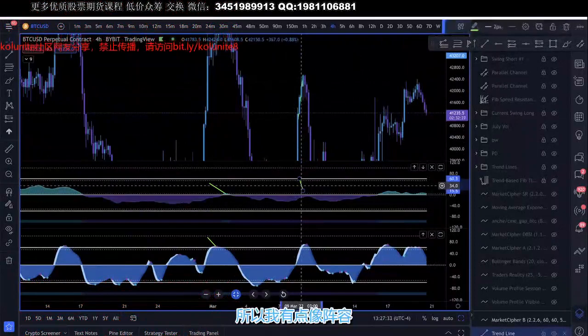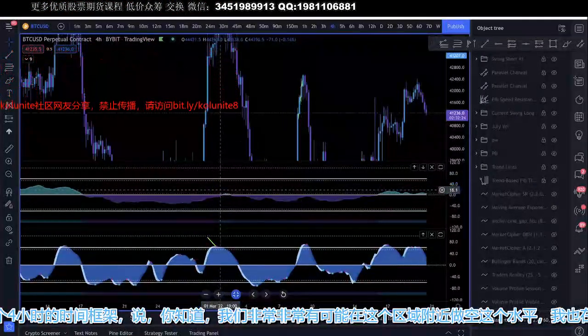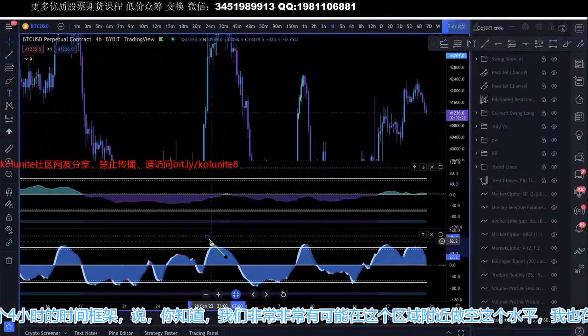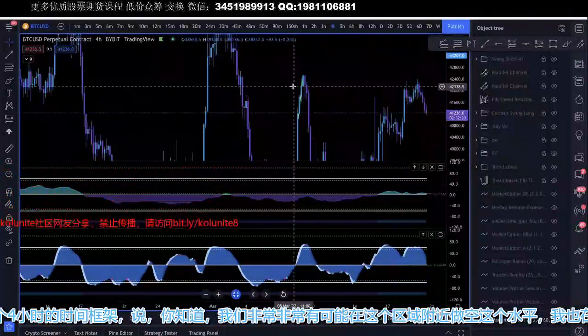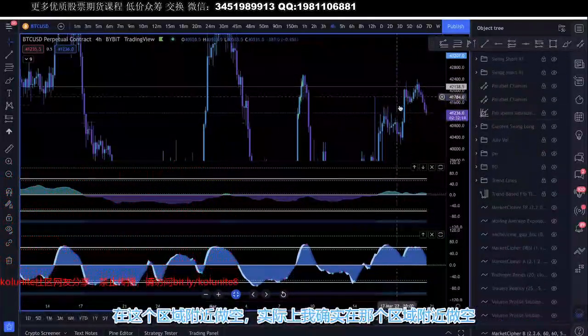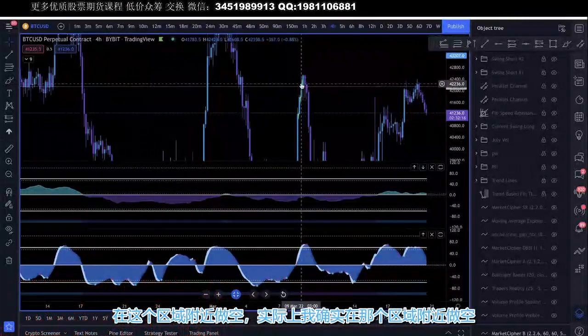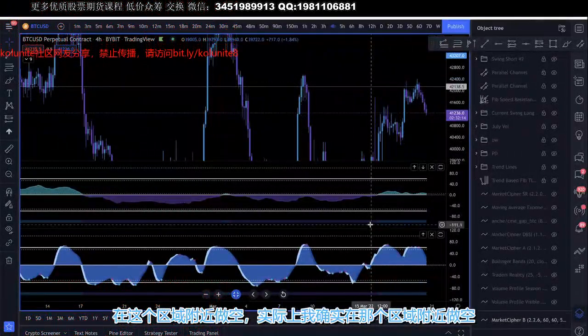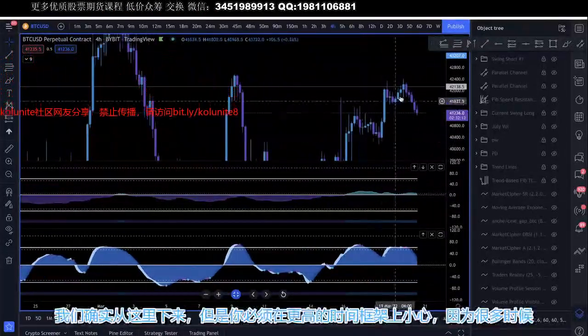So I was kind of eyeing up this 4-hour time frame, saying, you know what, it's very, very possible that we will be able to short this level around this zone, right? I was looking to short around this zone, and I actually did take a short from around that zone, and we did come down from here.